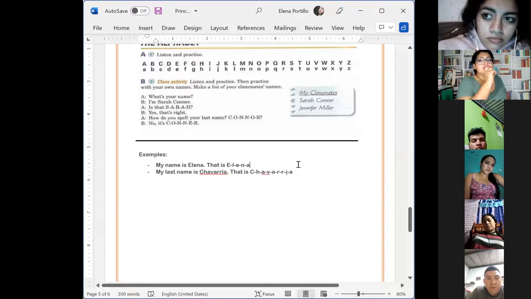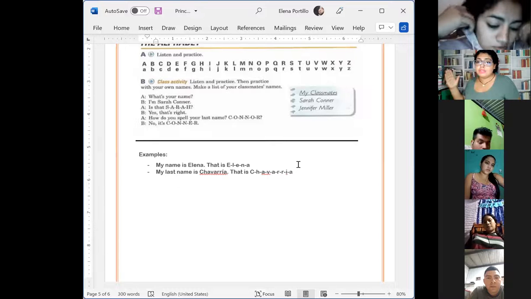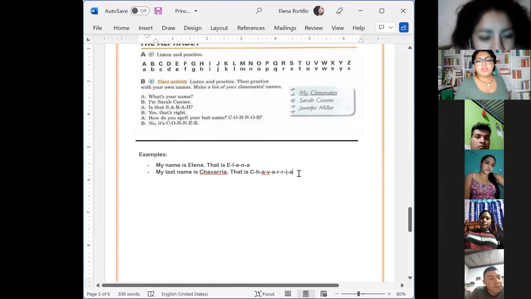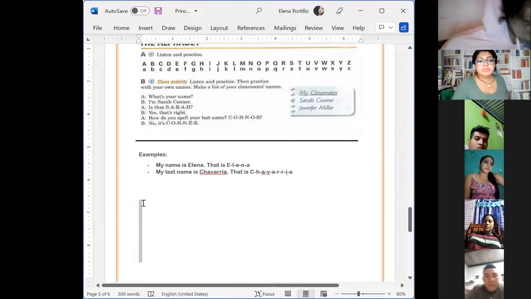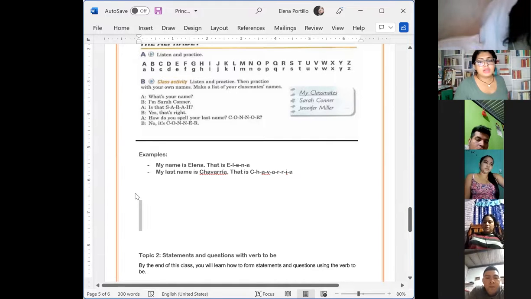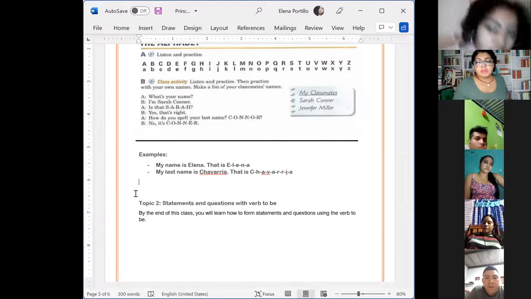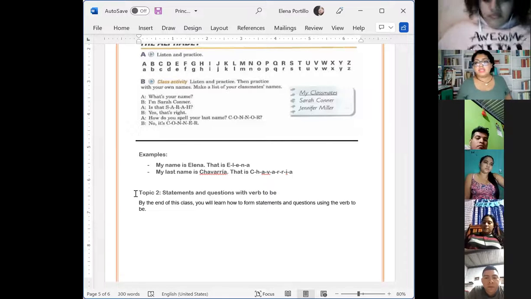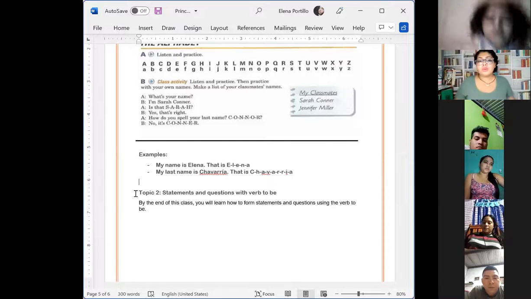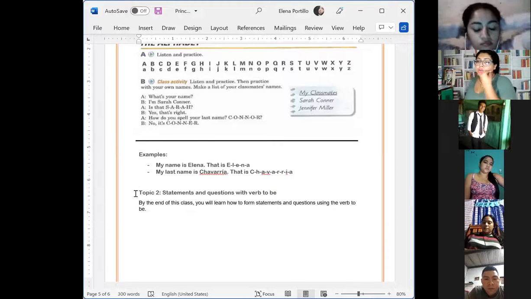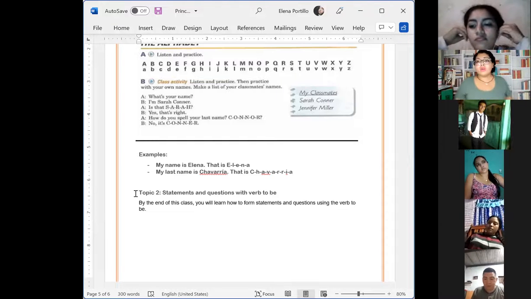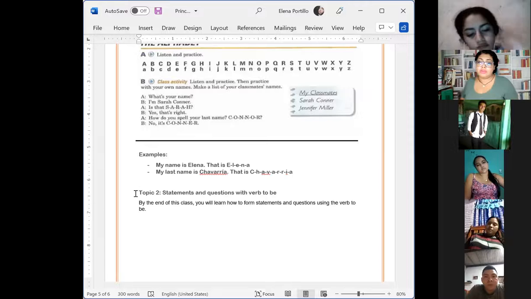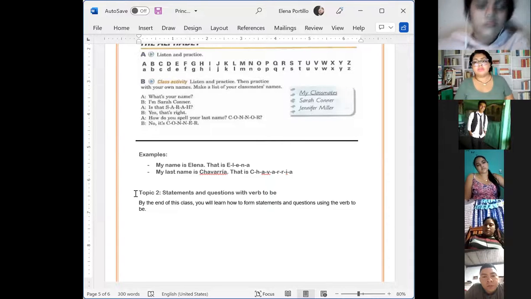Remember that I said at the beginning of this session that you need to remember the structure for the verb to be. Al principio de la sesión estuve diciendo que tenían que recordar lo que era el verbo to be. ¿Por qué teníamos que recordar nosotros el verbo to be? Because we are going to create statements and questions with the verb to be. Vamos a crear oraciones, frases con el verbo to be y vamos a aprender cómo hacer preguntas con ese verbo to be. We have the objective.